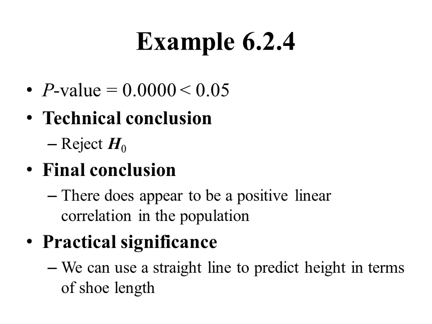So when we did that hypothesis test, our p-value was very small, and so we rejected the null hypothesis and concluded that there does appear to be a positive linear correlation in the population. So we said that the practical significance of that conclusion is that we can use a straight line to predict height in terms of shoe length. And so that's what we're going to do here in section 6.3. We're going to talk about how we can make predictions.